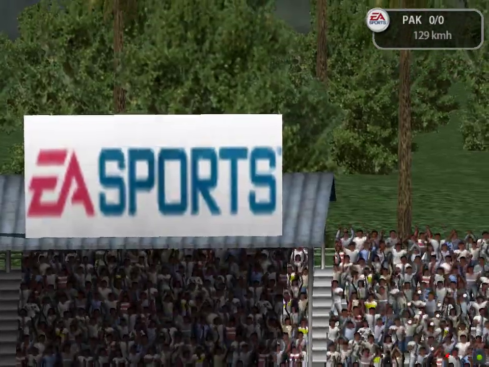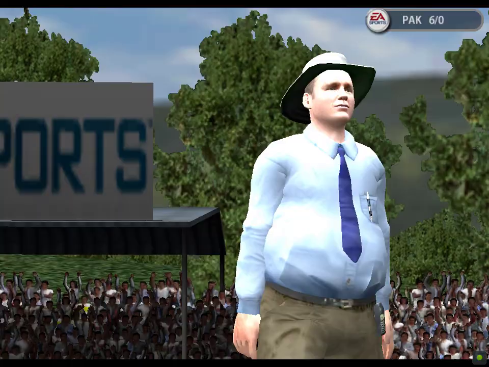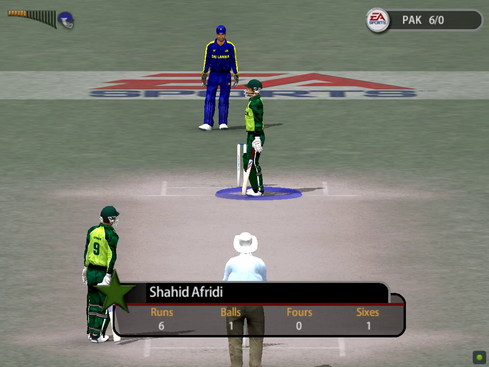That's cleared the rope. 6 runs. Those are the first runs for Shahid Afridi. The straight drive is his favourite shot. We can have a look at that again. Shahid Afridi facing.